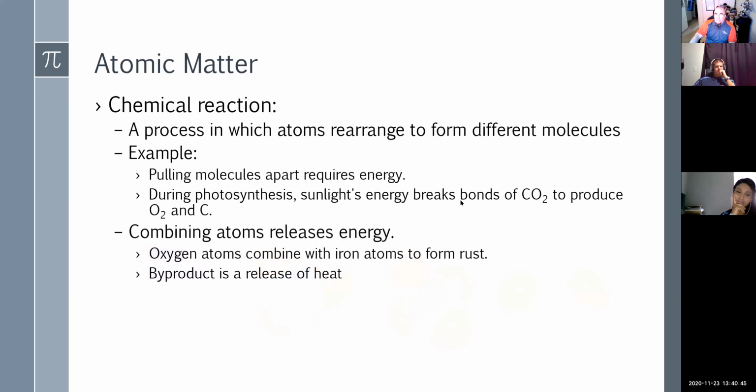So chemical reaction. That occurs when atoms rearrange to form different molecules, right? Pulling apart molecules requires energy. Atoms don't like to separate. They like to attract to each other, right? But occasionally, during things like photosynthesis, the sun, as it gets absorbed by the chlorophyll of plants, breaks down carbon dioxide and releases carbon, which builds up in the plant to provide its nutrients, right? And O2, which is what we breathe. Again, we talked about that briefly with energy, right?